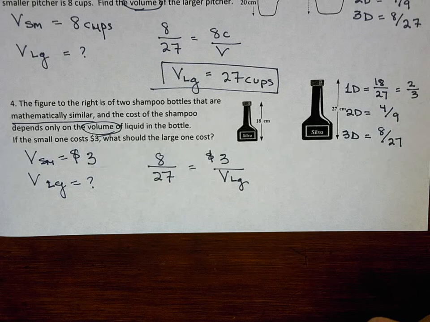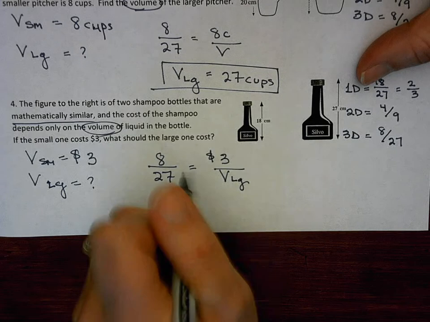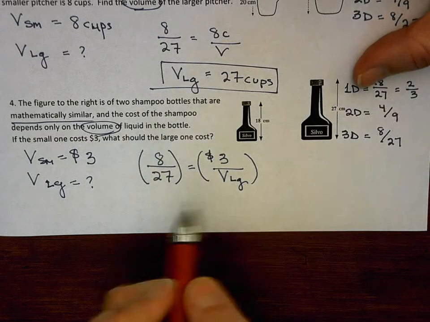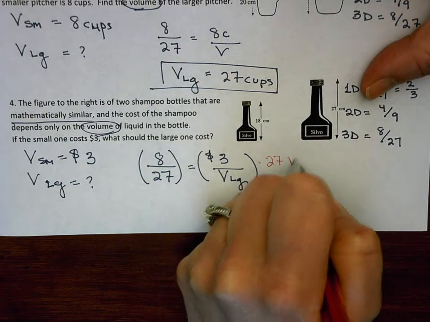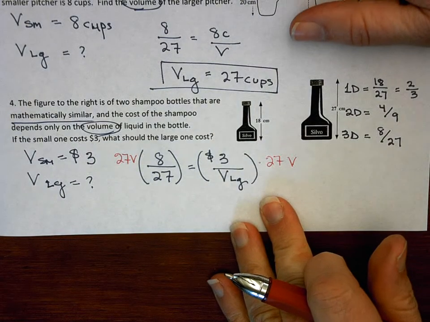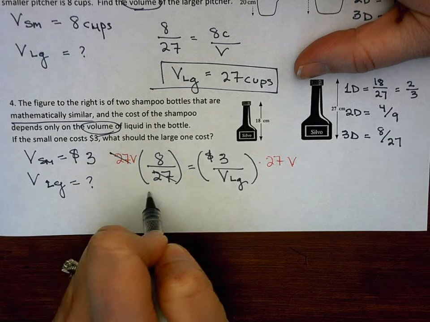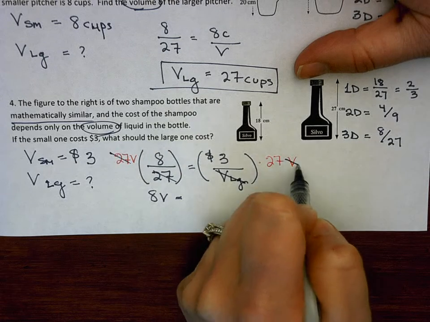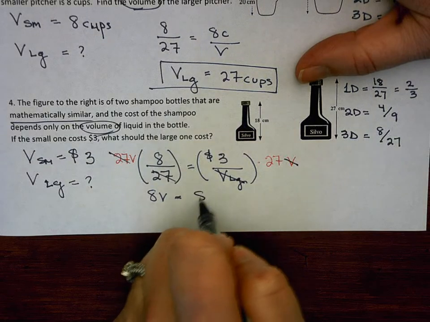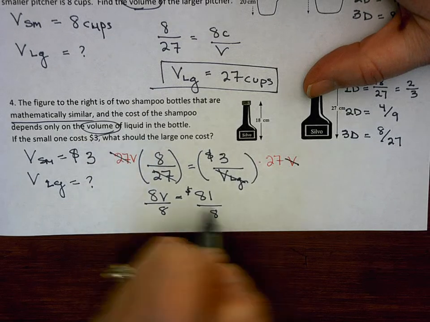So then from here, I just need to solve. So I want to multiply both sides by my denominator. So I want to multiply by 27V. And there's more than one way to solve this. I know you all have your different ways to do that. So then when I multiply by 27V, the 27's cancel. So I have 8 times V. And the V's cancel. And then I have 3 times 27, which is 81. And then to get V by itself, I'm going to divide both sides by 8.